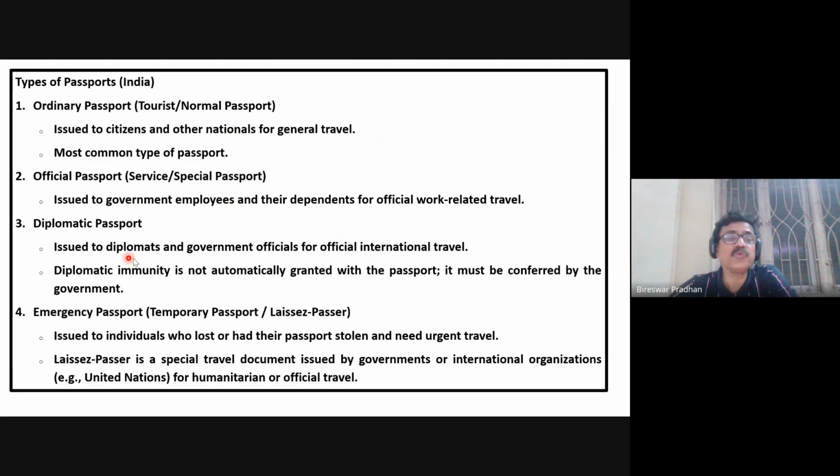Diplomatic passport is issued to diplomats and government officials for official international travel. Diplomatic immunity is not automatically granted by the passport; it must be covered by the government. Now, emergency passport, a temporary passport, is issued to individuals who lost or had their passport stolen and need urgent travel. The laissez-passer is a special travel document issued by the government or an international organization, such as the United Nations, for humanitarian or official travel. These are the requirements for this.